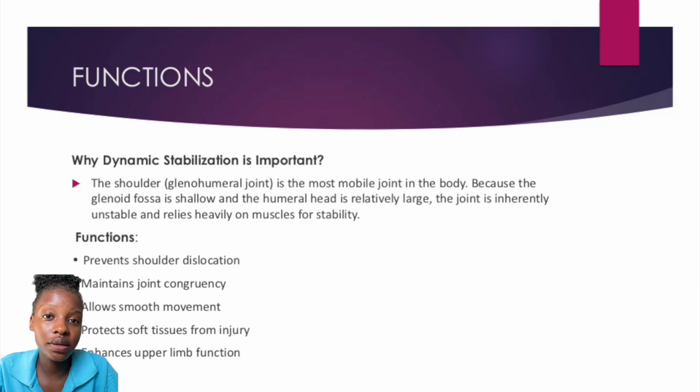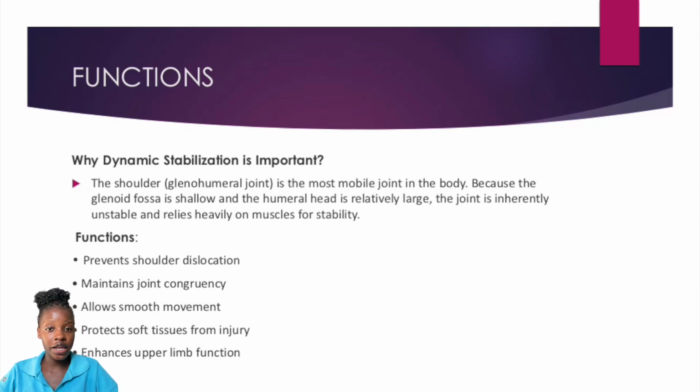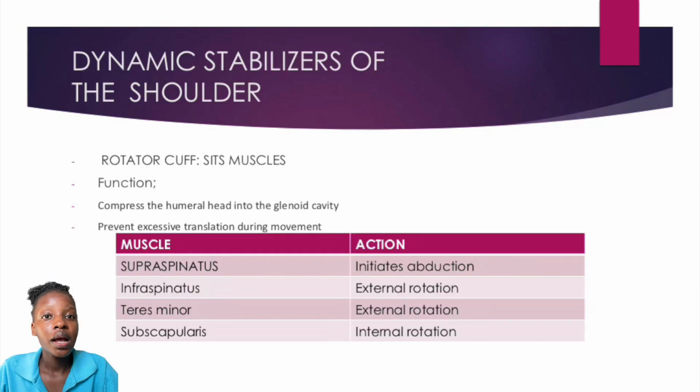Functions of the dynamic stabilization. It is to prevent shoulder dislocation, maintain joint congruency, allow smooth movement, protect soft tissues from injury, and also enhance upper limb function.